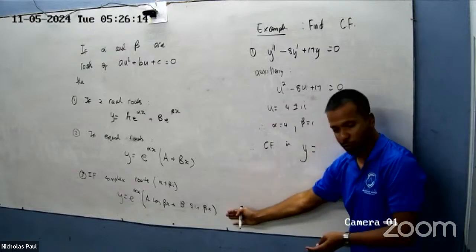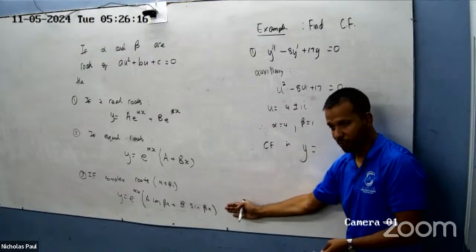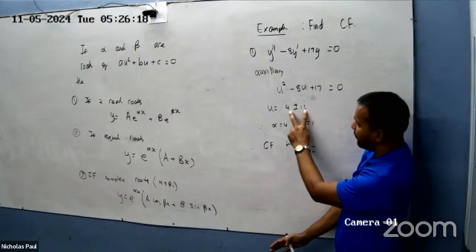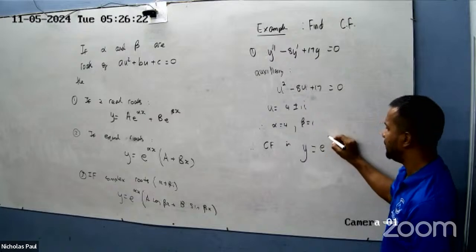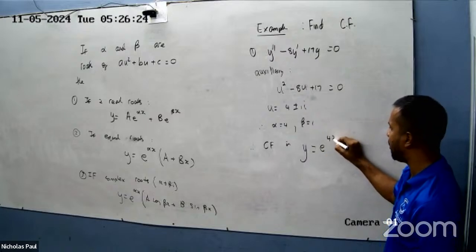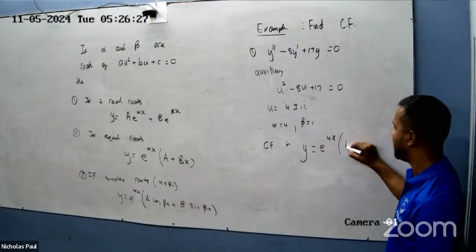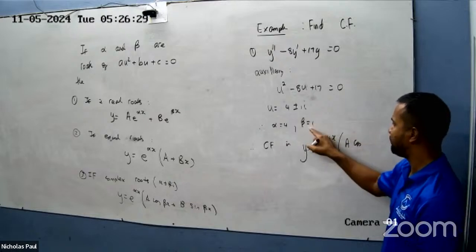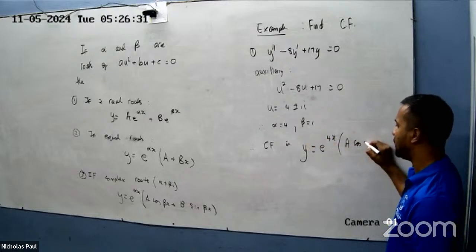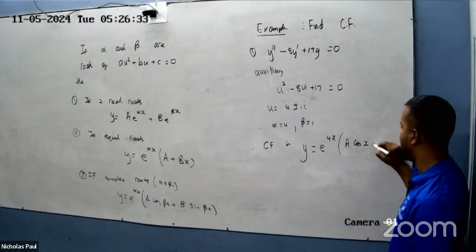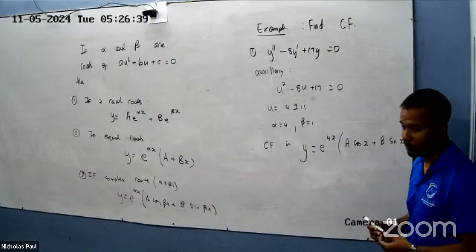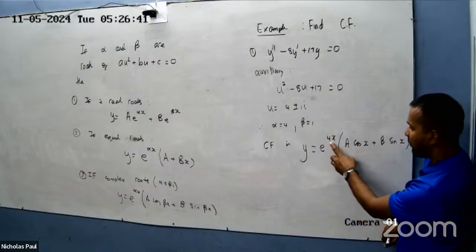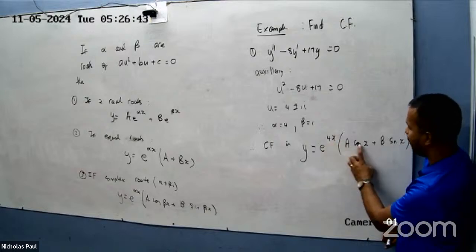All you have to do is write this back. That's all. You're just writing this back because you got complex roots. y is equal to e to the alpha, which is 4x, open brackets, A cos beta, which is 1, x, plus B sin x. Okay, that's what I write. Remember, alpha is 4, beta is 1.